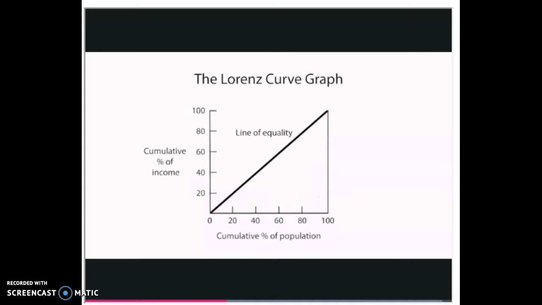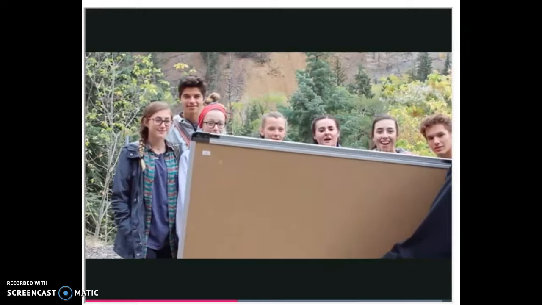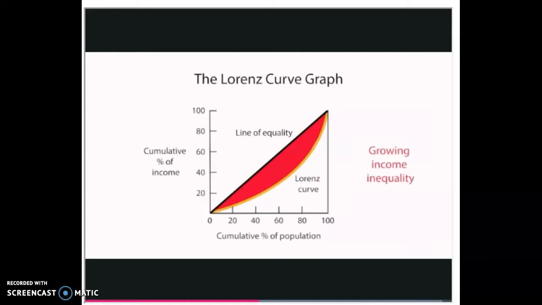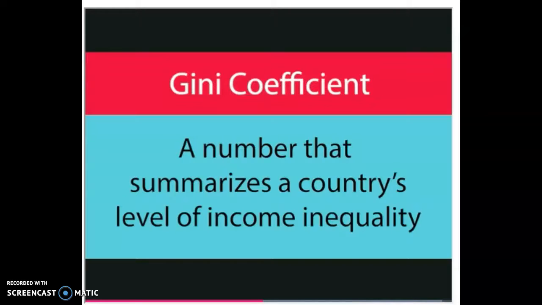The line of equality shows what the Lorenz curve would look like if each person earned the same income. In that case, for example, the poorest 20% would receive 20% of the income, and the poorest 60% would receive 60% of the income. The area between the line of equality and the actual Lorenz curve gets larger when income inequality grows. The Gini coefficient is a number that summarizes a country's level of income inequality.